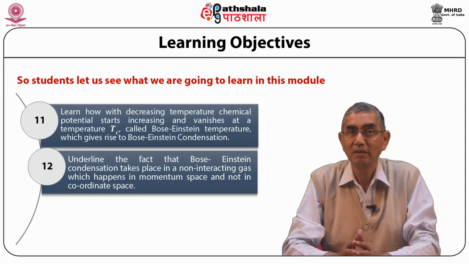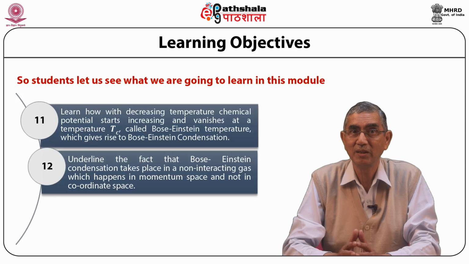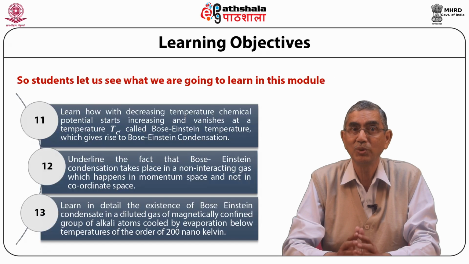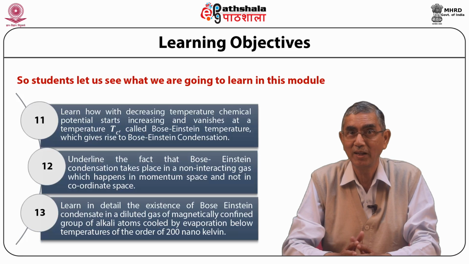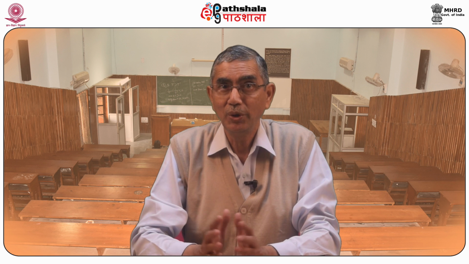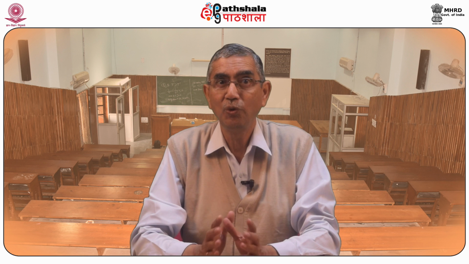We will underline the fact that Bose-Einstein condensation takes place in a non-interacting gas, which happens in momentum space and not in coordinate space. Learn in detail the existence of Bose-Einstein condensate in a dilute gas of magnetically confined alkali atoms cooled by evaporation below temperatures of the order of 200 nanokelvin. So in this module on ideal Bose gas, we focus our attention on the study of an ideal quantum gas made up of indistinguishable particles with zero or integer spin, the so-called bosons.